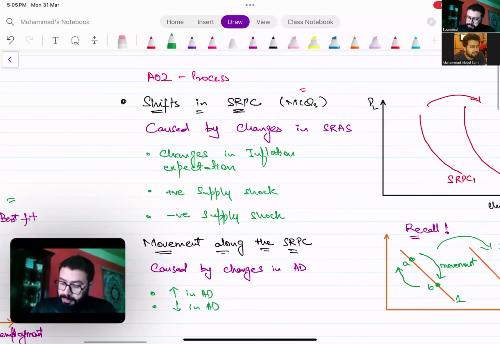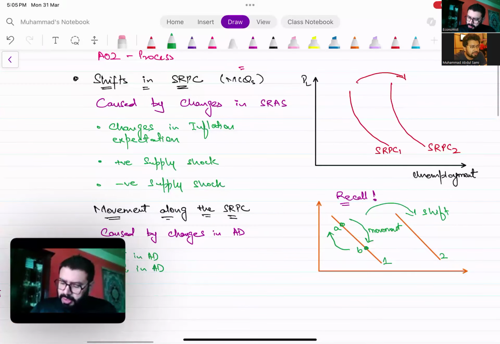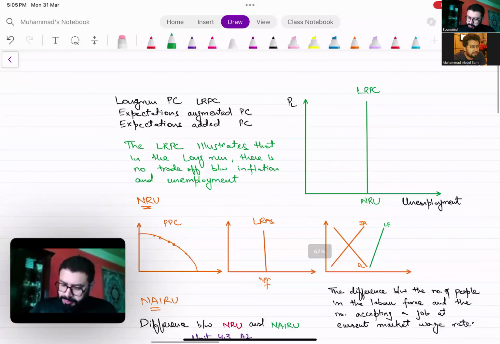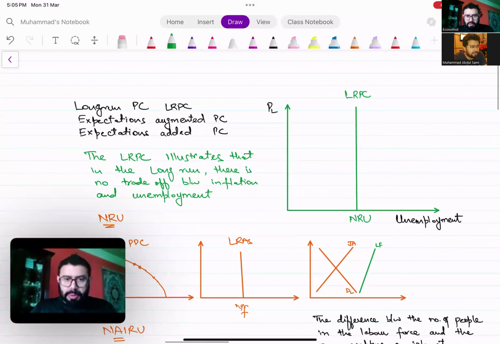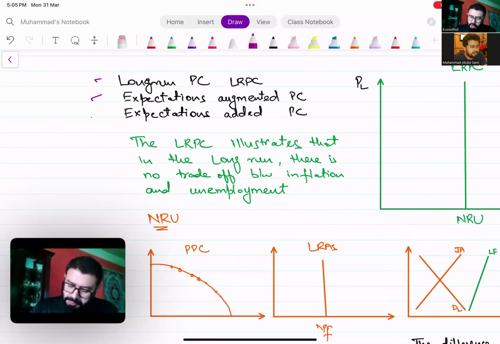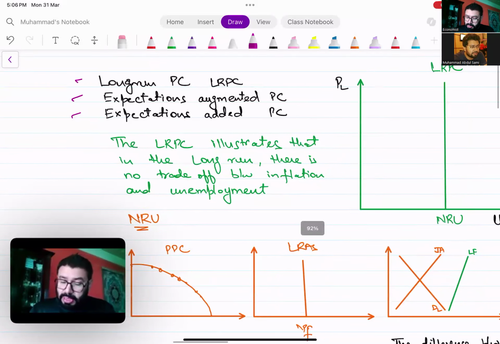Okay, so further we move on to the long run. The topic says short run Phillips curve and then the long run Phillips curve. So the long run Phillips curve is also known as the expectations augmented Phillips curve. Number two, it's also known as the expectations added Phillips curve. So these are interchangeable names.